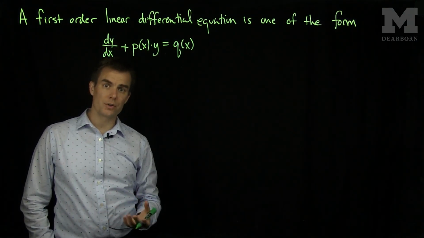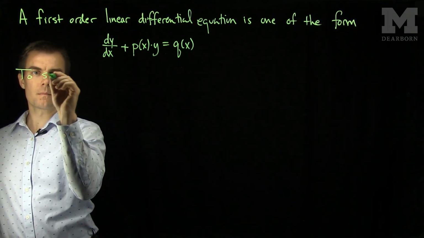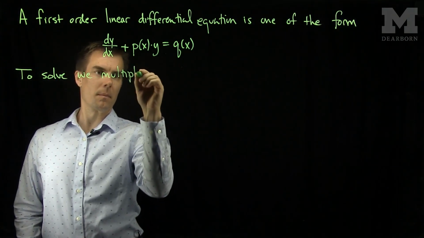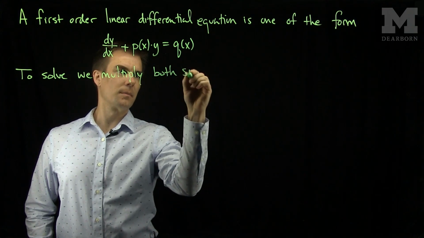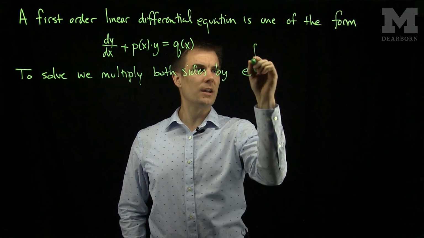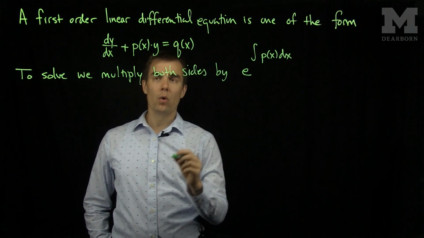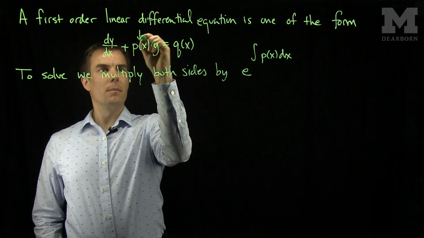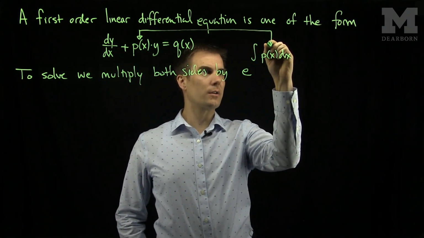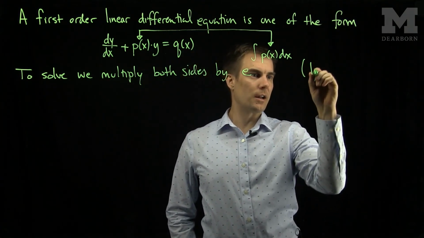To solve an equation of this form, we follow the following algorithm. To solve, we multiply both sides by e to the integral of p of x dx. So, the function that multiplies y in the equation is the function that you will integrate and then exponentiate. This is referred to as the integrating factor.